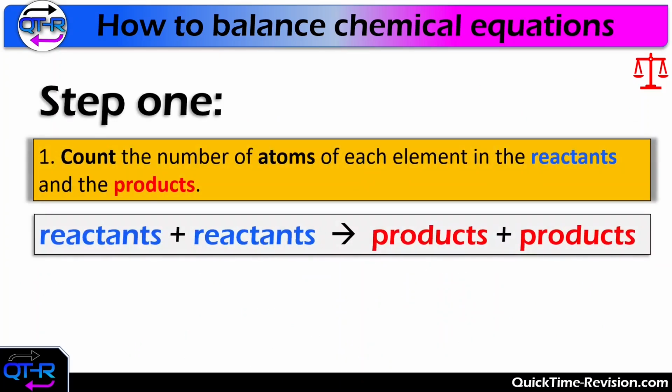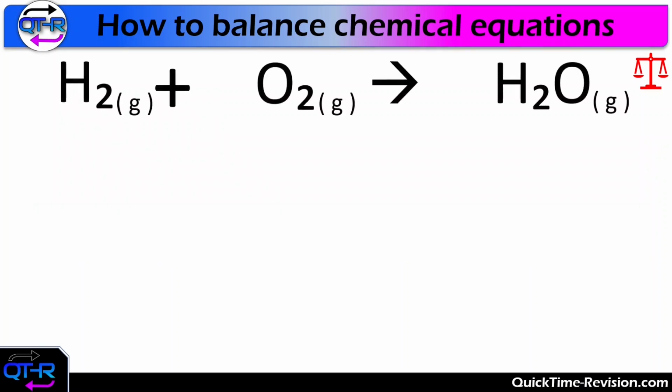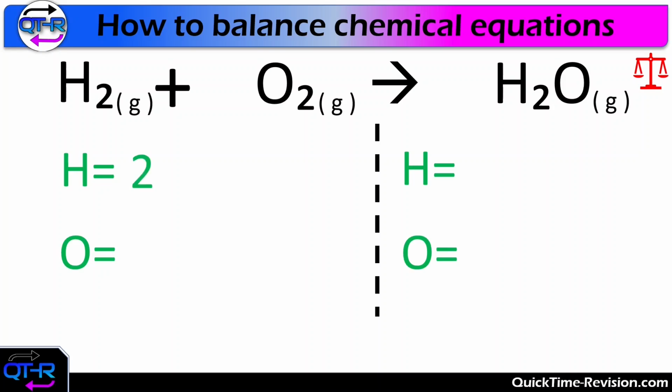Step number one, count the number of atoms of each element in the reactants and the products. So that's exactly what we're going to do. Hydrogens, oxygens. In this side, we have 2 hydrogens, and the other side, we have 2 hydrogens, 2 oxygens, and then we only have 1 oxygen over here.